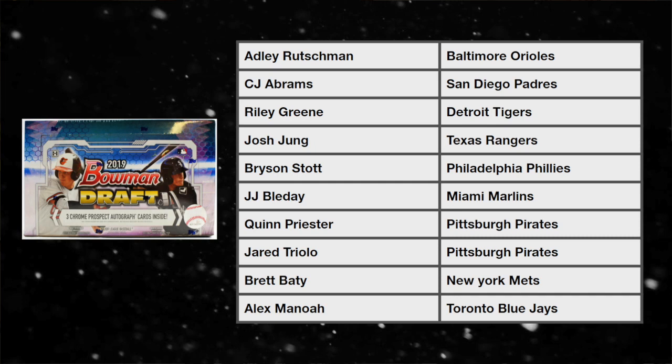And fun fact, I actually once bought a box of this thinking it was a great value and looking for Wander Franco, which kind of prompted me to create this video to help all of you. Next up, 2019 Bowman Draft, which features Adley Rutschman, he'll be in the show soon, Alek Manoah, Riley Greene, Josh Jung, Bryson Stott, JJ Bleday, and Quinn Priester.